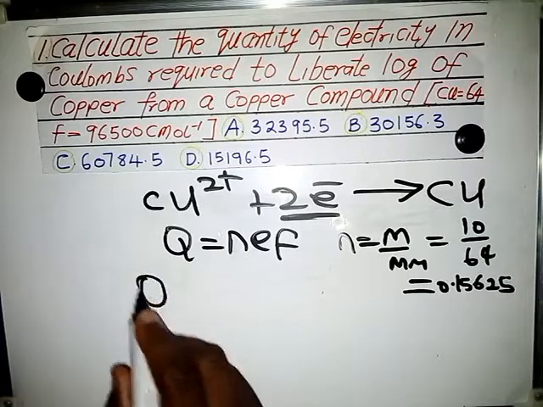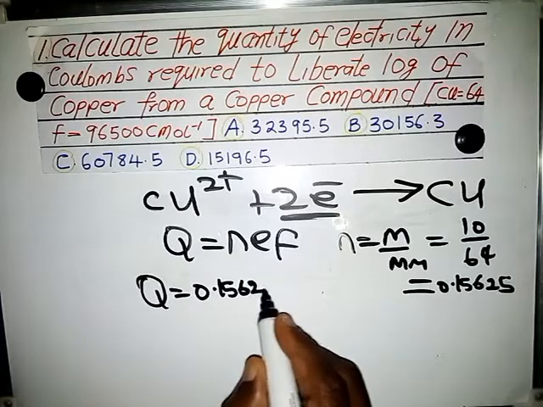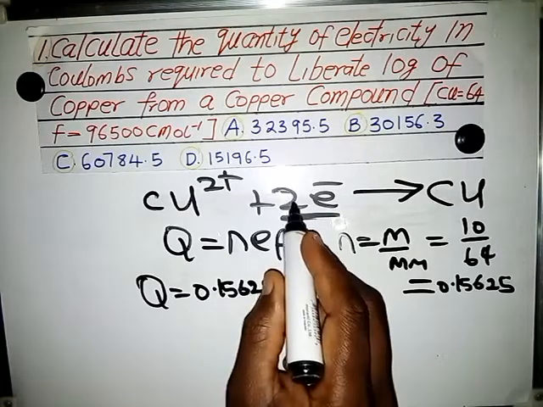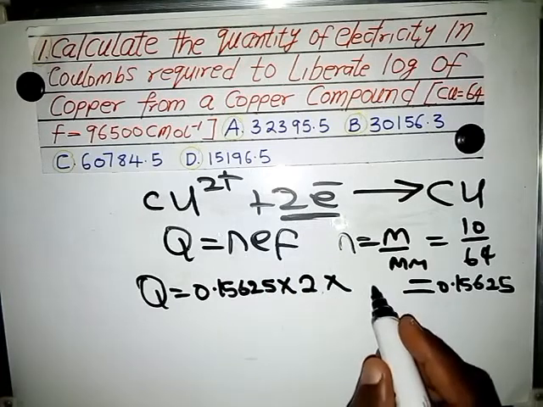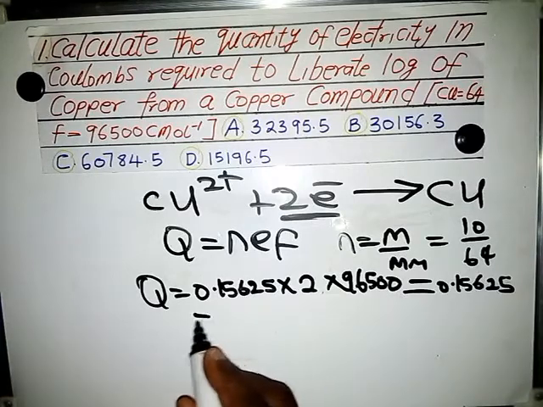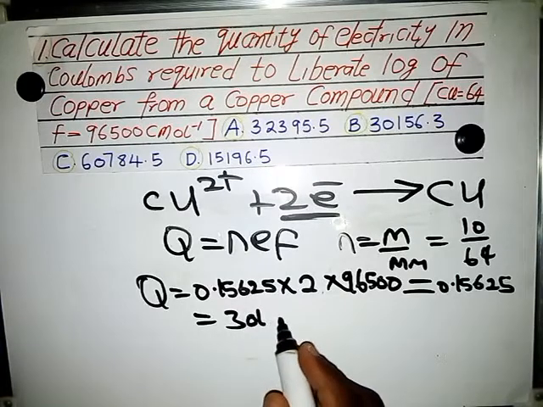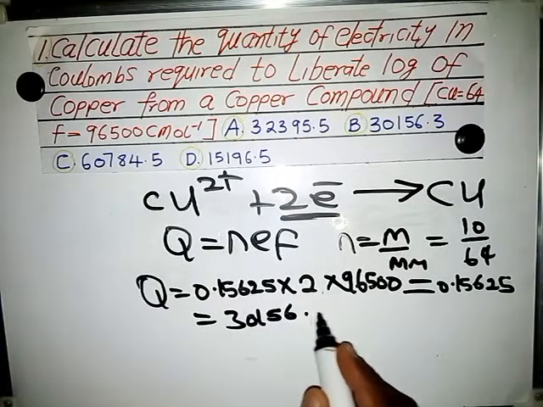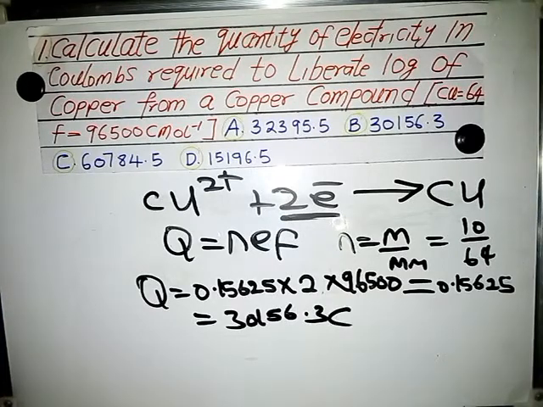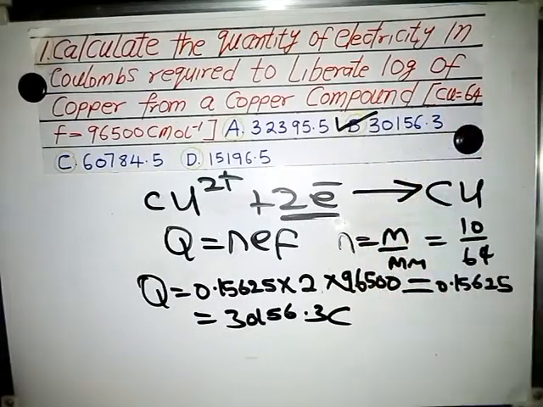So if I substitute, that will be 0.15625 times 2 times 96500. When you do that, you should get 30156.3, because the unit is coulomb. So your answer from here is B.